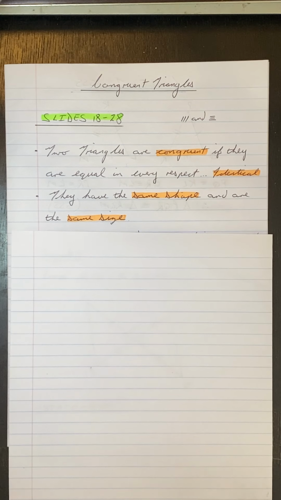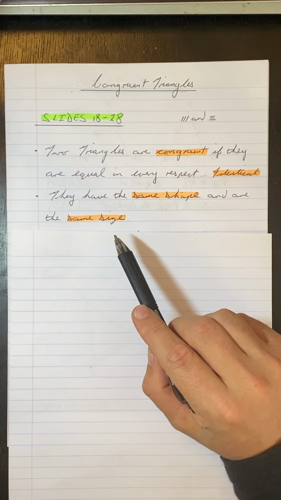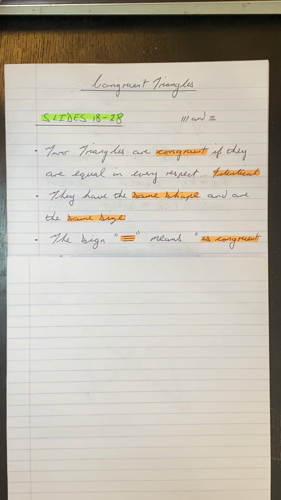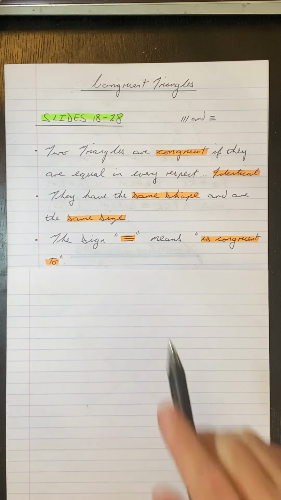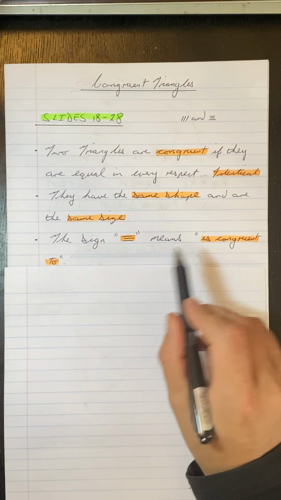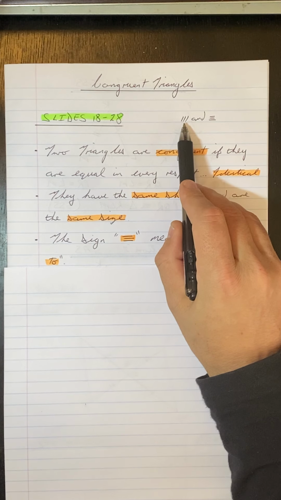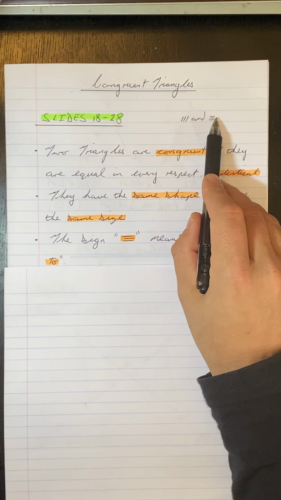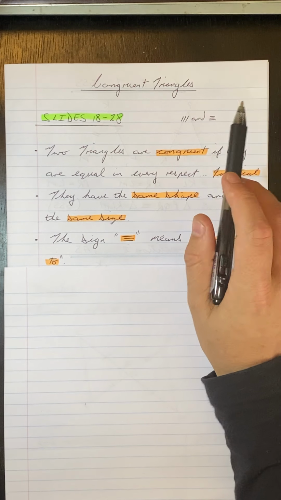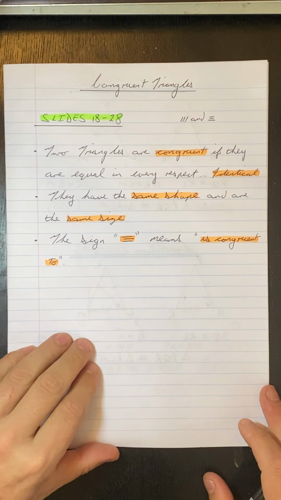Okay, and that's what congruency means. They are exactly the same. They have the same shape and the same size. Then this little sign over here with the three lines going like this means "is congruent to". If we have a look back here, the three lines going down means similarity, and the three lines going across like this means congruency. Okay, so those are just some things that you need to know.